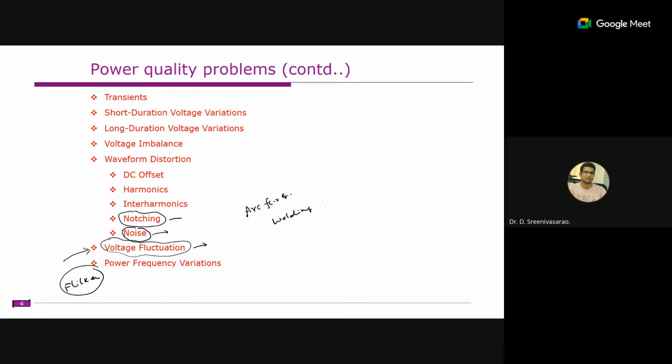The next thing is power frequency variations. We know that the frequency is 50 Hz or 60 Hz. There can be slight variations in the frequency, especially when there is a sudden change in the active power command. So power frequency variations will occur. Nowadays, due to microgrids, we can expect a lot of power frequency variations. Normally the frequency is related to the active power, and the voltage is related to the reactive power. This is the normal case.